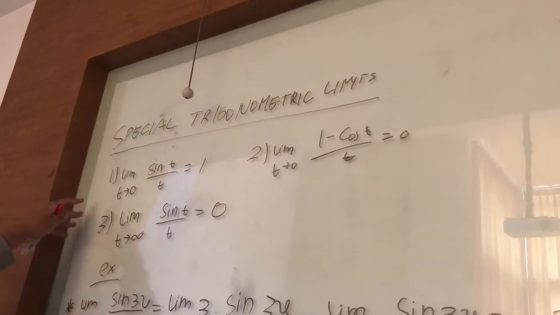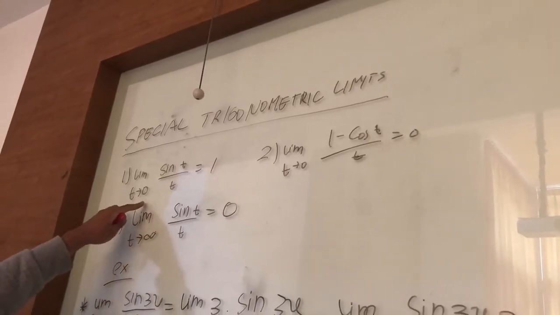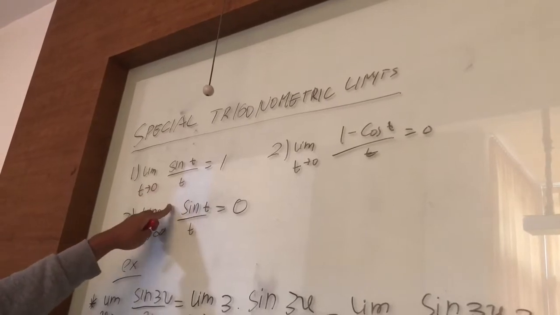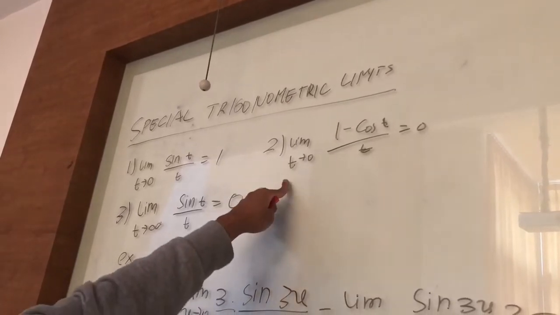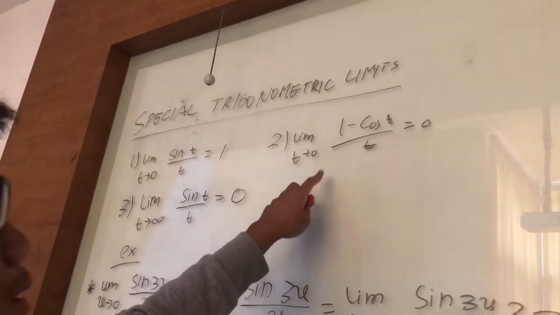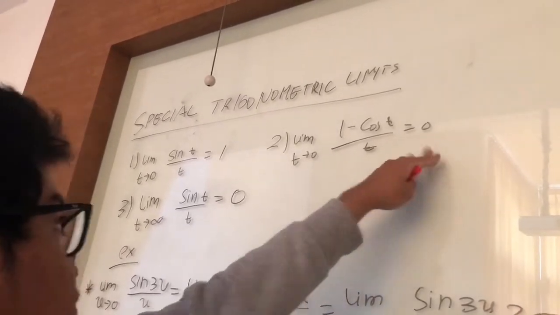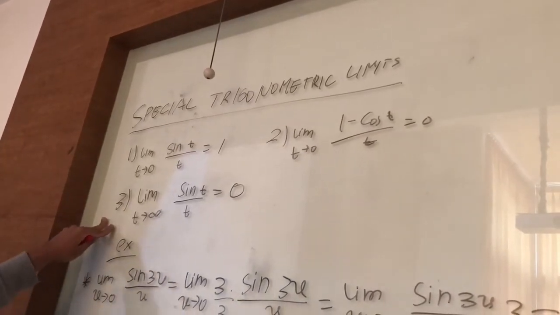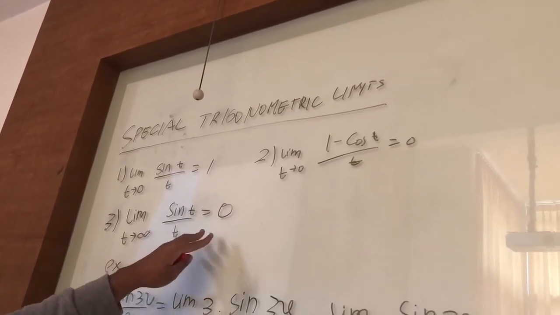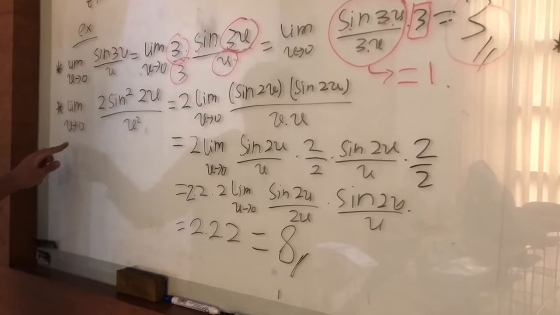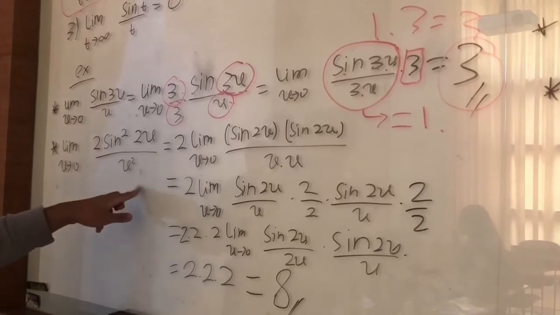Okay, now I'm going to explain about limits of trigonometric functions. There are actually three special limits. The limit as t approaches 0 of sine t over t is always going to equal 1. The second special limit is the limit as t approaches 0 of 1 minus cosine t over t, which is always going to result in 0. And for the last one, the limit as t approaches infinity of sine t over t is always going to result in 0.